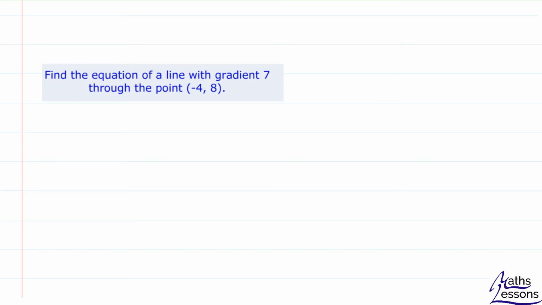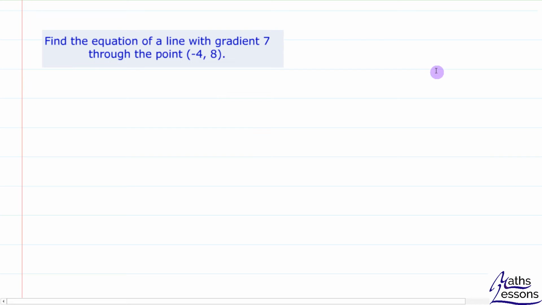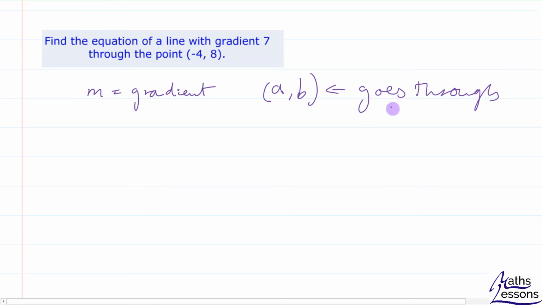Okay, so now you could use y equals mx plus c to do this, but a much better way is to use this equation. If you know the gradient m, and you know that it goes through the point (a, b), then y minus b equals m times (x minus a). So basically you take the y value it goes through away from y, take the x value it goes through away from x, and then times by the gradient.